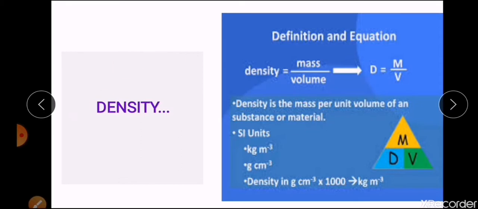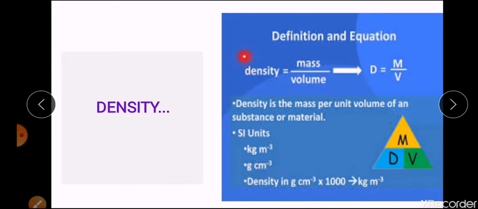Now as usual, the SI unit of density will be kilogram meter raised to minus 3 (kg m^-3). Another smaller unit, if you consider, you can write as gram centimeter raised to minus 3 (g cm^-3). Now this is the relation for converting gram centimeter raised to minus 3 to SI unit, that is you have to multiply it by 1000. So this is very useful when you are coming to your numerical part, so learn the conversion properly.